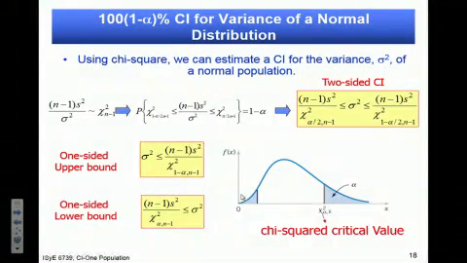For one-sided, upper bound, just replace alpha over 2 with alpha, as you can see. For the lower bound, the same thing. Just replace alpha over 2 with alpha. That's it. So S squared is given. You have a sample. You can calculate S squared. n is the sample size. And this guy, you can find from the chart or table.